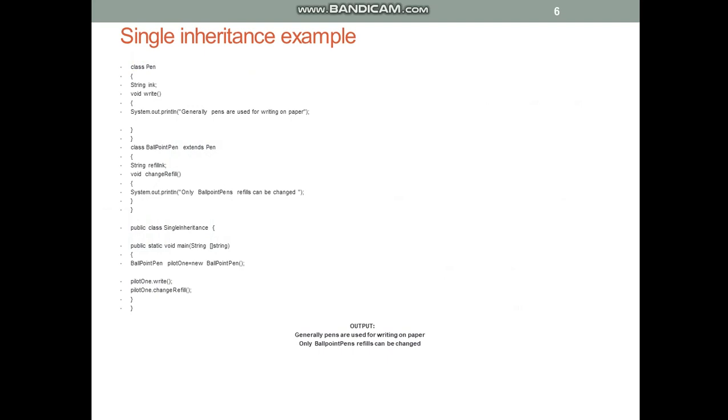Consider class Pen. It has an attribute ink and a method write, and we return some definition to it. Also, there is BallpointPen, which extends the base class Pen. Again, it has its own attribute, refill ink, and its own method, changeRefill, and it has provided its own definition to the method. So these are the two classes.